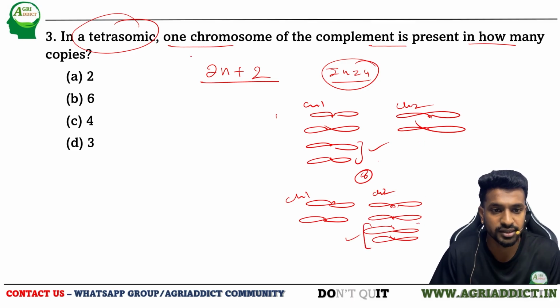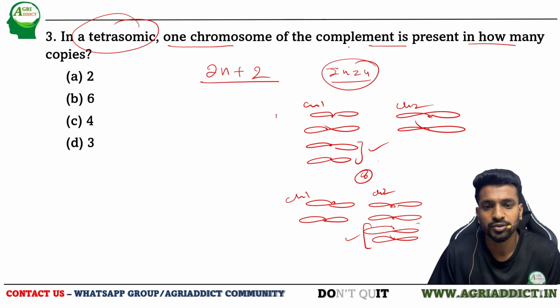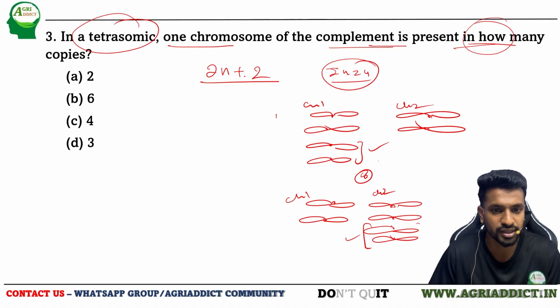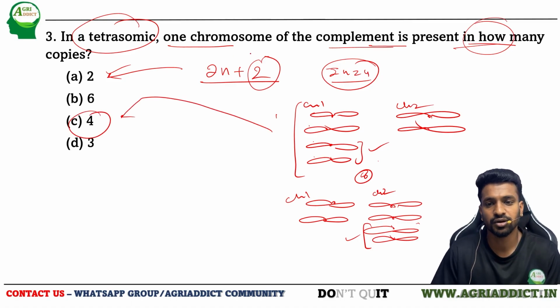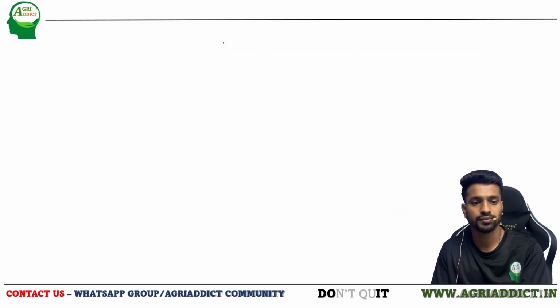In both the cases, they are asking one chromosome complement is present in how many copies. So students will definitely get confused here. They just see that, okay, there are two extra chromosomes and 2 will be the answer. No, you have to consider all the chromosomes of chromosome number 1. That means 1, 2, 3, 4. There will be 4 copies of a single chromosome complement present in the tetrasomic conditions. I hope this is clear now.